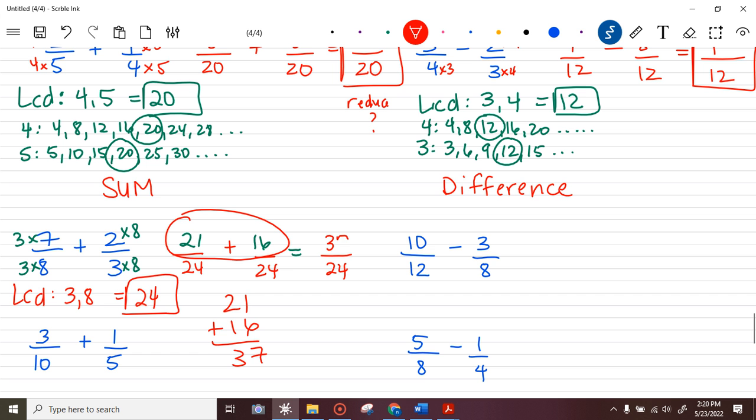37. This is improper. You can leave it improper. That's fine unless it asks for a mixed number. And also you can now reduce this because 37 and 24 don't share anything. 2s, 5s, we can't divide anything out, so we're stuck.